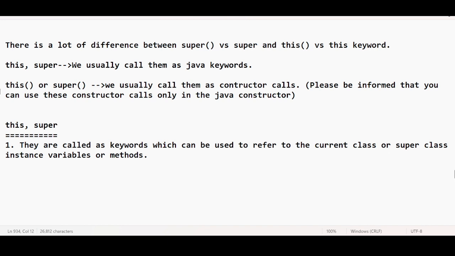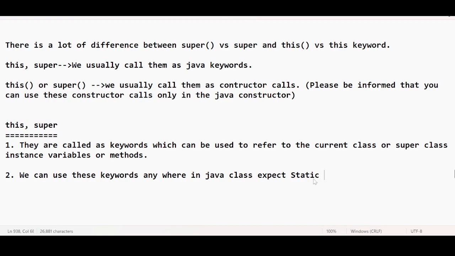In context with the this constructor call or the super constructor call, I'm giving you some idea. Both are completely different. And again, we can use these keywords anywhere in a Java class, except there is a condition where you are not supposed to use this or super: the static area. What does it really mean?